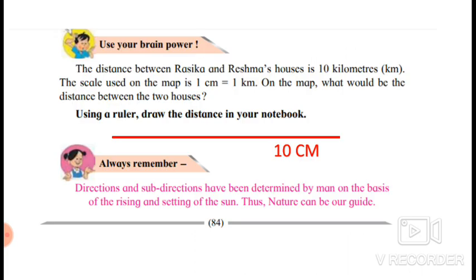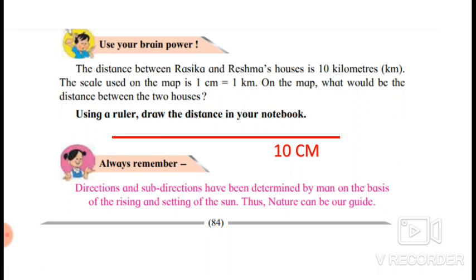Students, let's see this example. The distance between Rasika and Reshma's house is 10 kilometers. The scale used on the map is 1 centimeter is equal to 1 kilometer. Now we are going to find out what would be the distance between the two houses. Now for example, 1 centimeter is equal to 1 kilometer on the map. Actually, 1 kilometer is shown as 1 centimeter on the map.